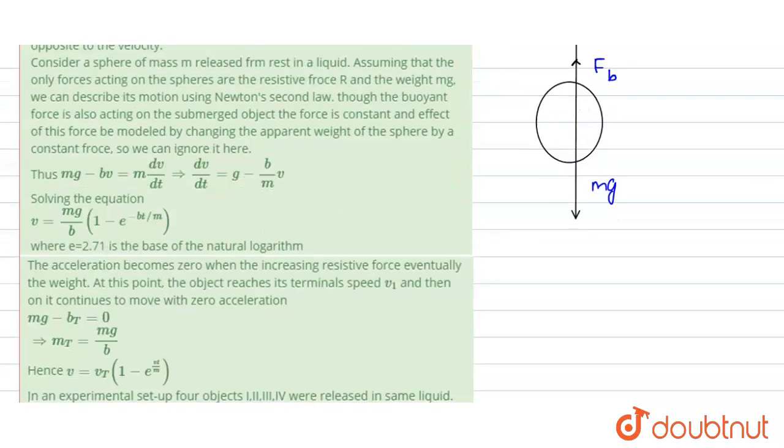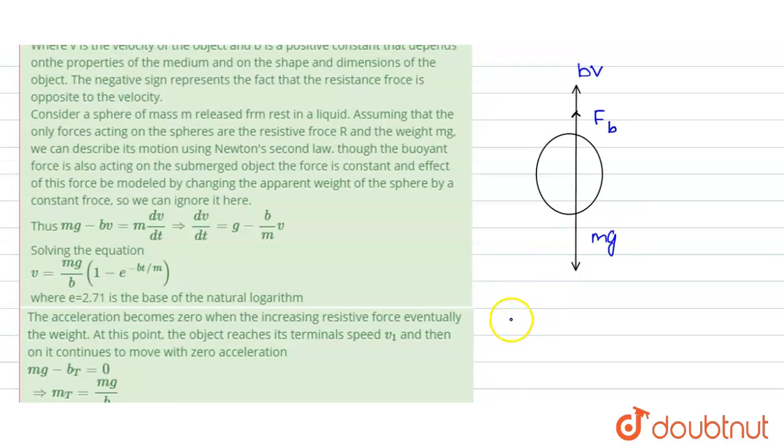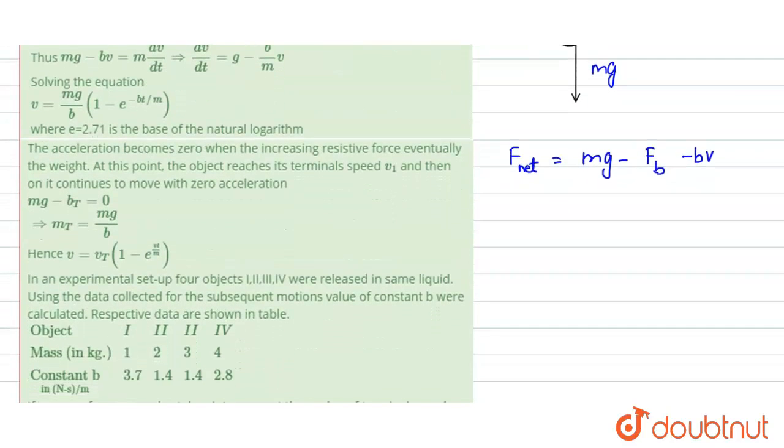If we see the net force on our system, F net would be equal to mg minus Fb, which is the buoyant force, minus bv. Now there is also a term defined in the question, and that is the terminal velocity. Terminal velocity represents the velocity at which the acceleration becomes zero.